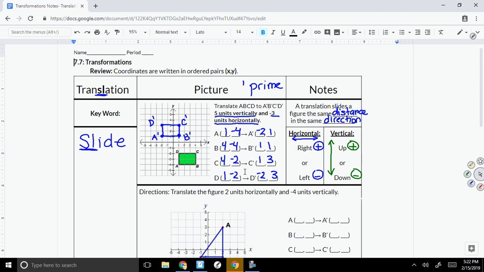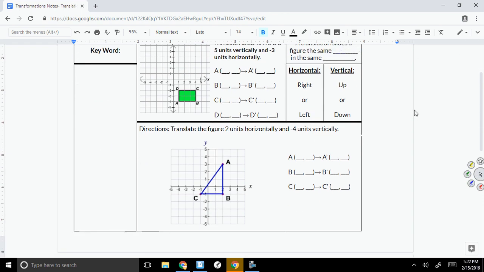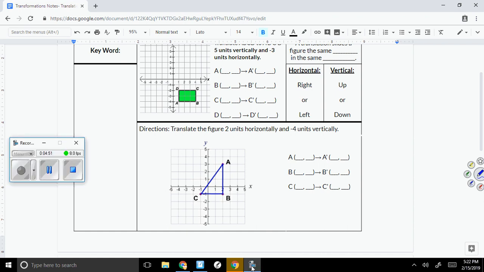Let's go ahead and try our next example. This one, I'm going to give you a little bit of time, so I want you to go ahead and pause the video and try out translating the figure 2 units horizontally and -4 units vertically. And we're going to come back and make sure we have it correct. All right, go ahead and take a look at my A prime, B prime, C prime. Make sure you have the right coordinates written and that you have labeled your new triangle.